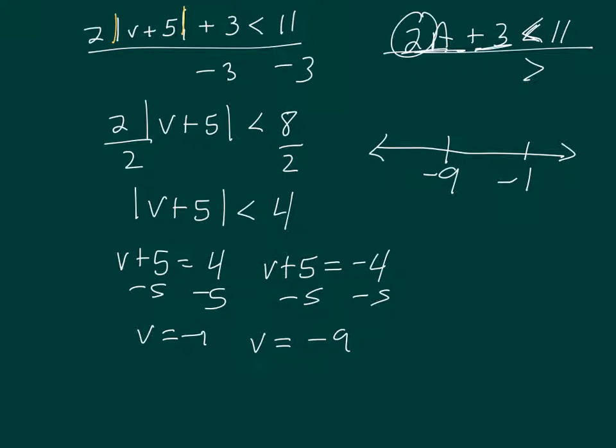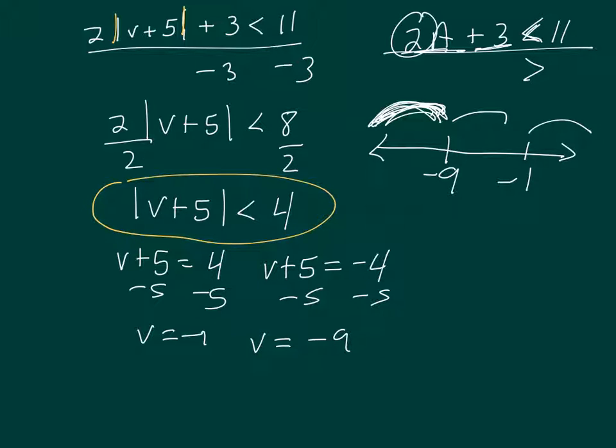Now I'm going to go through and test a number from this region, and this region. And if it makes a true statement, I'm going to shade the entire region. If it doesn't make a true statement, I'm not. So for example, I could pick any number in this region, like negative 10, or negative 12, negative 20, whatever. I'm going to plug it into this and see if it's true or not.